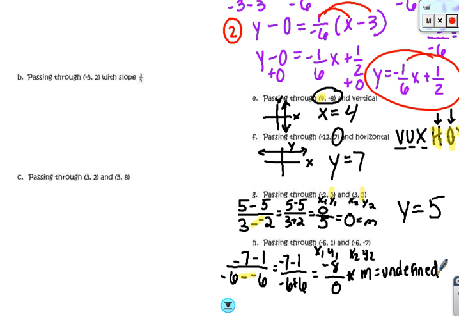And if you look, an undefined slope now is a vertical line, and it should always be x equals for the equation. So if I come back here, I should have x equals, well, at all of my points, x equals -6.